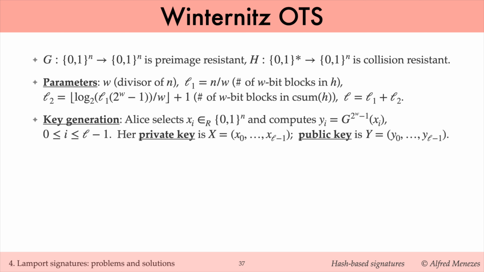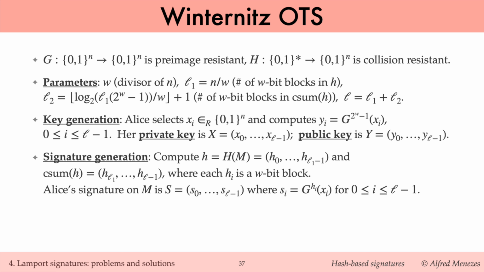To generate a key pair, Alice selects L random n-bit strings xi and computes hash chains of length 2 to the W minus 1 starting at the xi's. The final values of the hash chains are denoted by yi. Alice's private key is a list of starting values, and her public key is a list of final values.